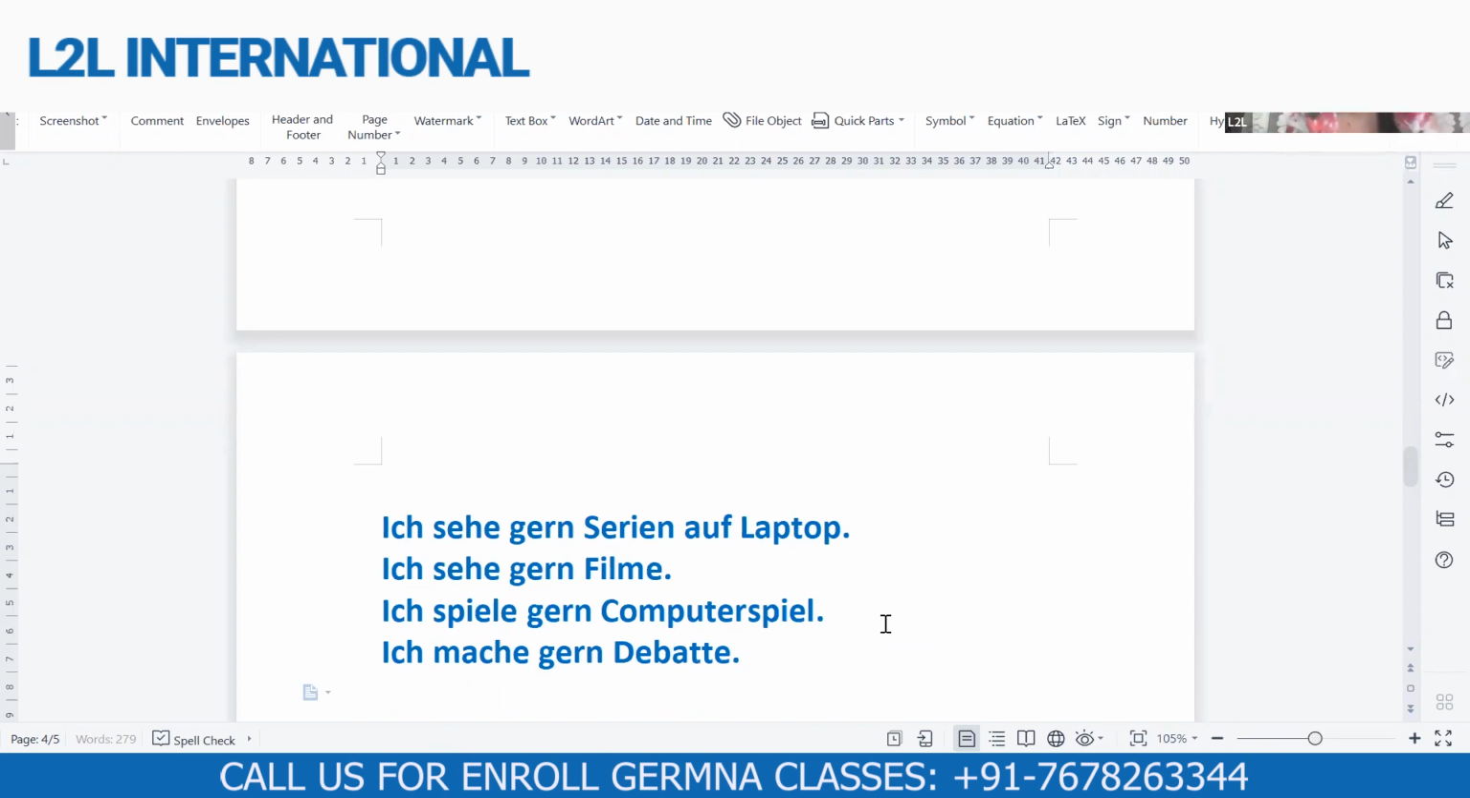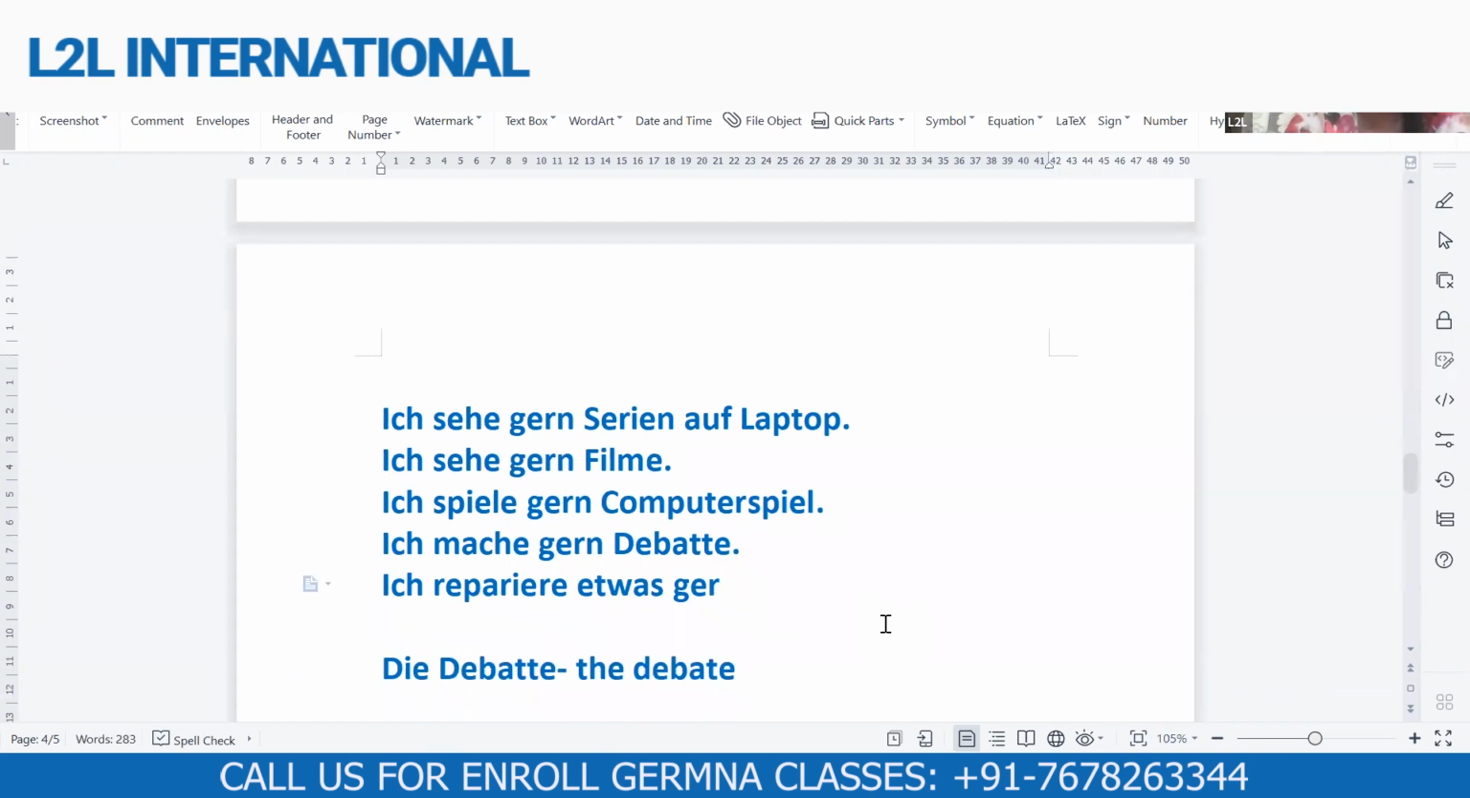Anything else? Samriddhi and Ashwin, do you like to know anything in here? Any extra sentence? We are doing some extra sentences from outside the book. Repair, right? Okay. Ich repariere gern. Ich repariere etwas gern. Etwas is a word that gives the meaning of something. So I like to repair something. Ich repariere etwas gern.